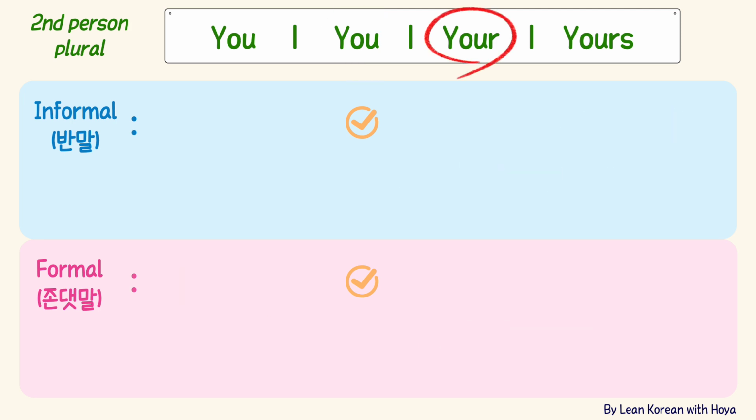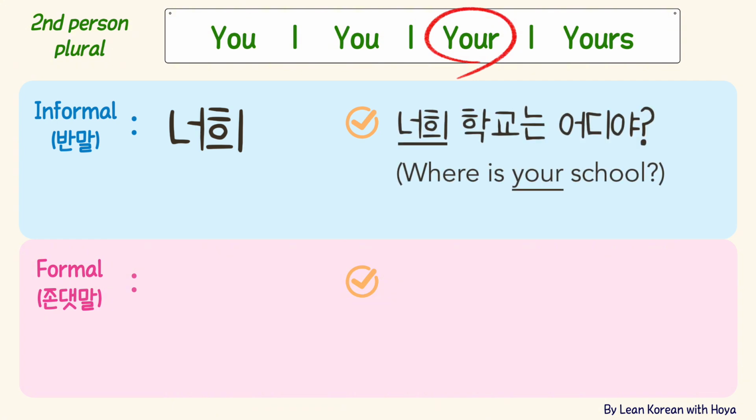The next one is your. The informal version is 너희. Where is your school? 너희 학교는 어디야?